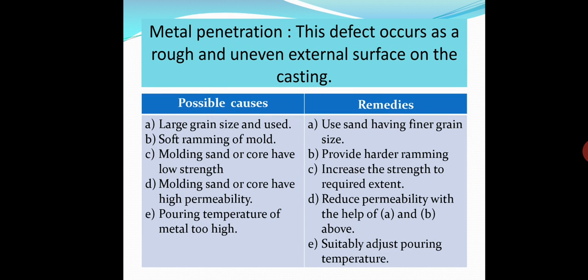The next defect is metal penetration. This defect occurs as a rough and uneven external surface on the casting.